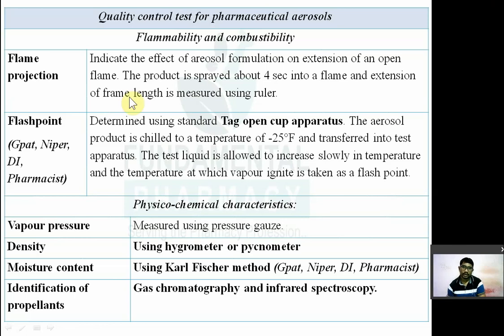Okay, again quality control for aerosol. The first one is the flammability and combustibility. Flame projection test, इसके ऊपर भी क्वेश्चन that indicate the effect of aerosol formulation on extension of open flame. कितना दूर तक फ्लेम, मतलब बर्नर लेना है आपको, बर्नर ऑन करना है, उसके साथ में एरोसोल, उसके सामने एरोसोल स्प्रे करना है, तो फ्लेम कितने दूर तक जाएगा. फ्लेम प्रोजेक्शन टेस्ट that indicate the aerosol formulation on extension of open flame. The product is sprayed about 4 seconds into flame and extension of flame length is measured by your normal ruler.